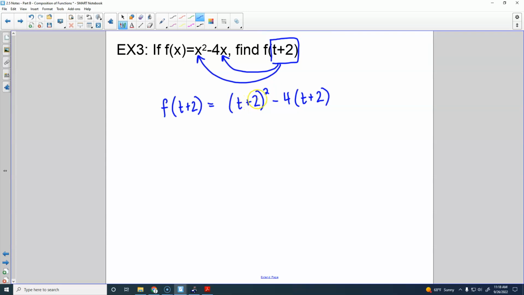So (t plus 2) squared, let's try our shortcut. We're going to square the first. So that's t squared. We need to multiply these two together and double to get our middle term. So we got 2 times t is 2t. If we double that, we get 4t.